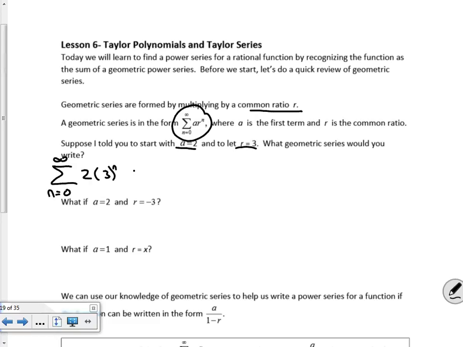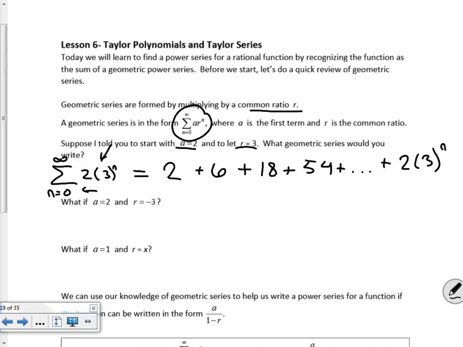If I was to write this as a series, we start with n equals 0. So at n equals 0, the first term is 2. Then I multiply by 3 to get the next term. So my next term is 6. Again, multiplying by 3, I get 18. And then 54. Okay, and my general term is exactly what is written right here. My general term is 2 times 3 to the n. Couple dots at the end.